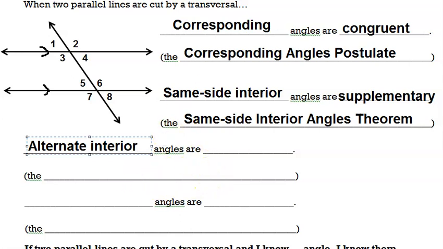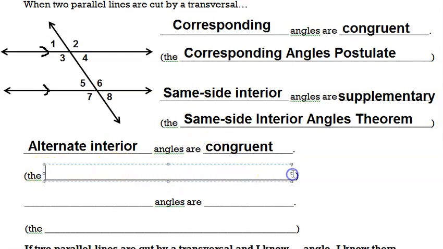Alternate interior angles, so that would be like 3 and 6, those are going to be congruent. And you can guess there's probably a theorem for this too.